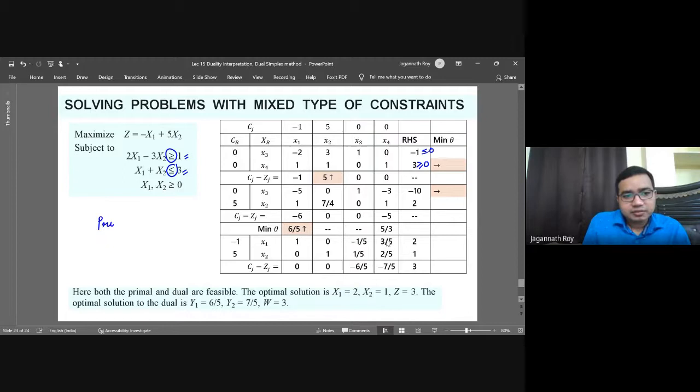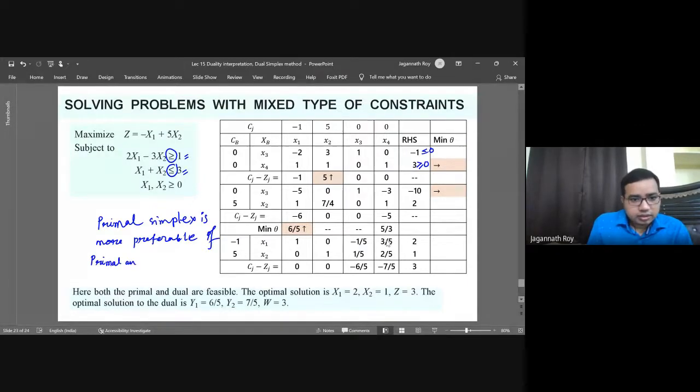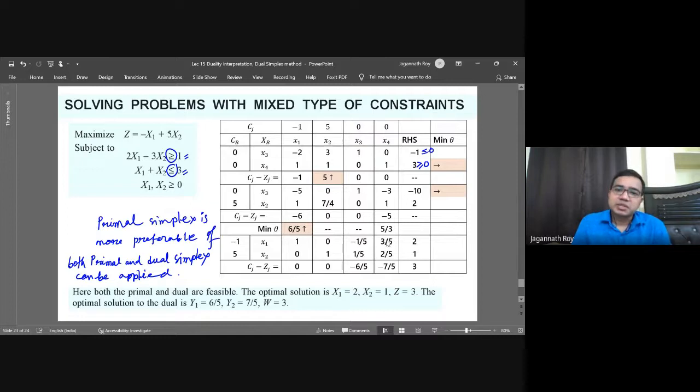Whenever both primal simplex and dual simplex can be applied, primal simplex is more preferable. That is why we are doing the primal simplex first. So we'll enter with this and we'll leave this basis.